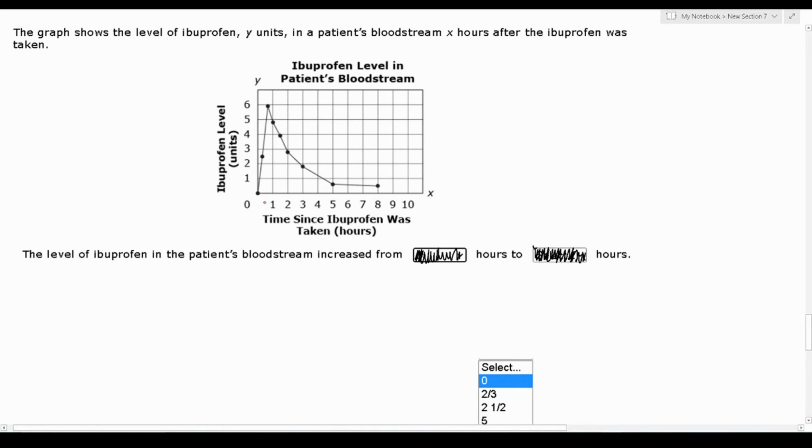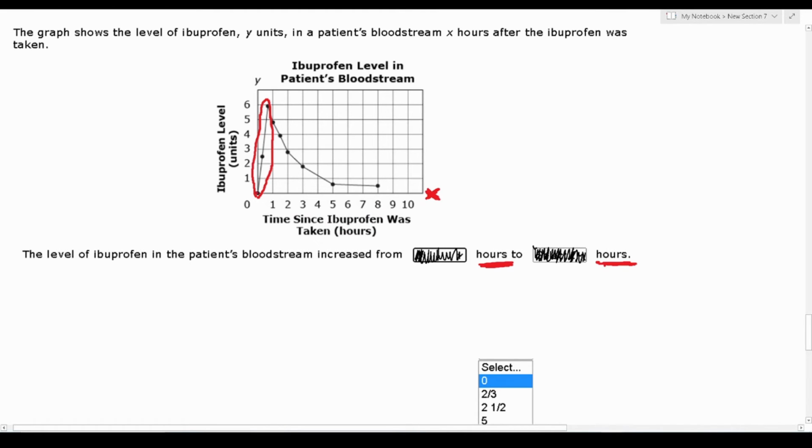Okay, so if we take a look here, we can see that from here to here, the amount of ibuprofen in the patient's blood level was increasing. That is to say, it was going up, whereas for the rest of the graph, the amount of ibuprofen in the bloodstream was decreasing. This tells us we want to know the time or hours, and in other words, we're going to be looking at the x-axis only since that's our variable of time.